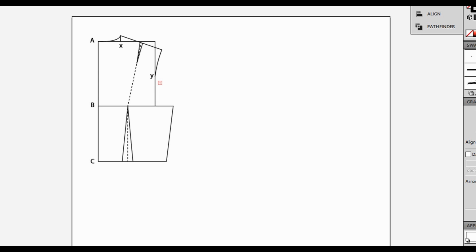Then mark point Z, 3 cm from point Y. Trace a curve 2.8 cm at 45 degrees. Curve from point Z to the end of line B. Now we already have the armhole line.